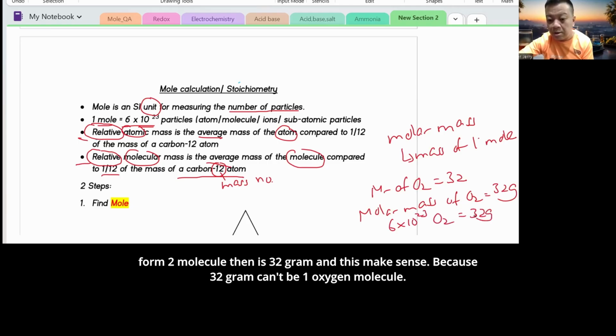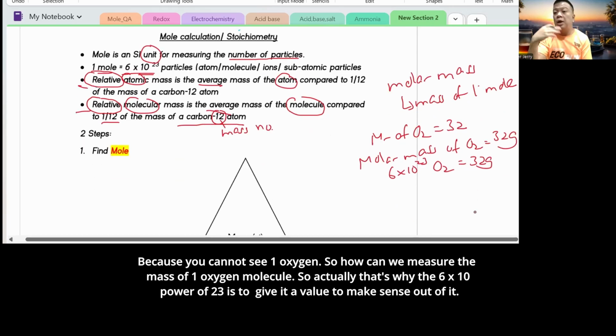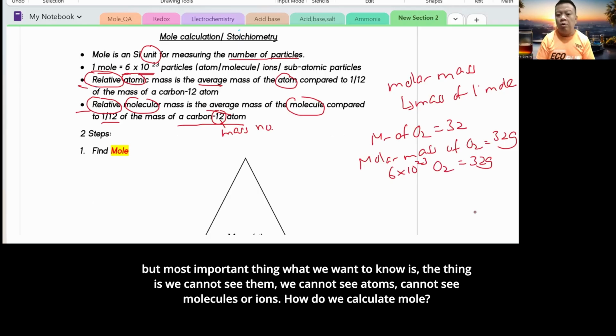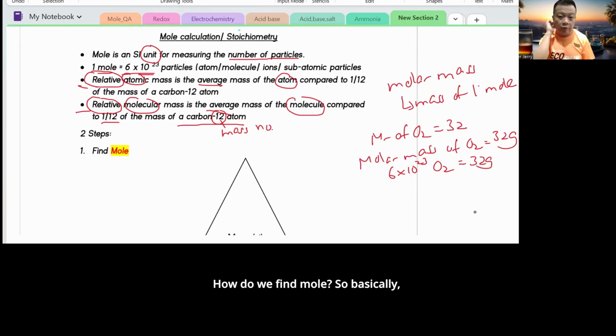And this makes sense, right? Because 32 gram can't be one oxygen molecule, because we cannot even see one oxygen molecule. So how can we measure the mass of one oxygen molecule? That's why the 6 times 10 to the power 23 is there, to give it a value and make some sense out of it. But the most important thing we want to know is: the things that we cannot see, we cannot see atoms, molecules or ions, so how do we calculate moles? How do we find moles?